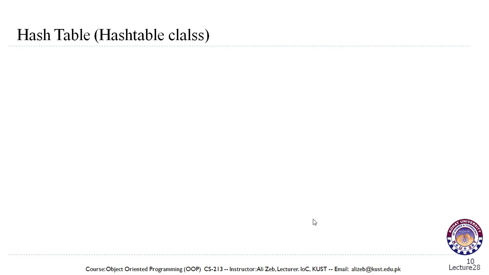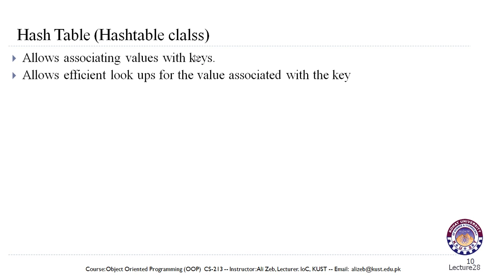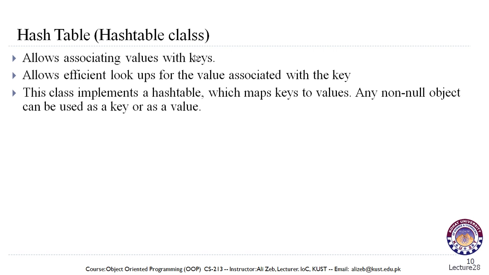The Hashtable class allows associating values with keys, and allows efficient lookups for the value associated with the key. This class implements a hash table which maps keys to values. Hash tables use key value pairs, and this can be quite useful. Any non-null object can be used as a key or as a value.